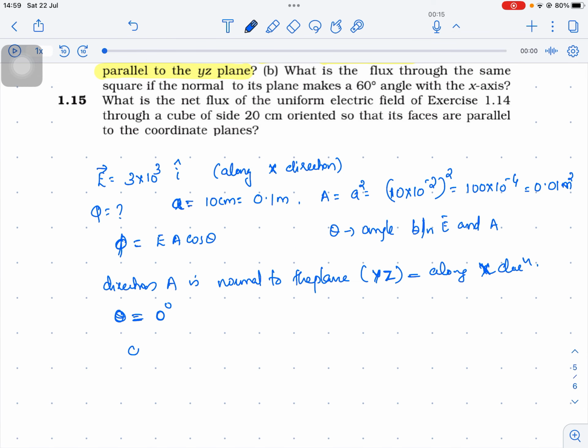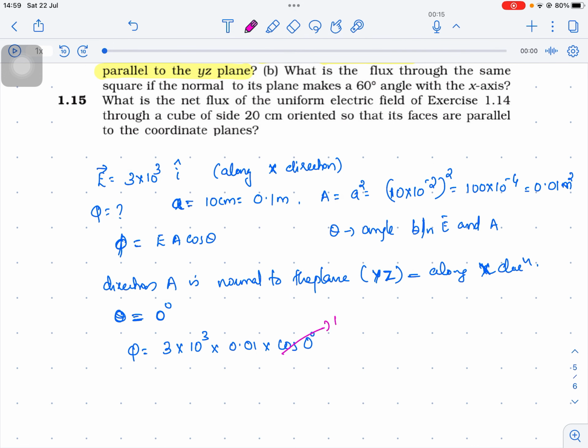Then flux phi is equal to, when you substitute all these things, the magnitude of electric field that we have taken, 3 into 10 to the power 3, area, which you can take either 100 into 10 to the power minus 4 or 0.01, into cos theta. Here theta is 0 degree. The value of cos 0 is nothing but 1.